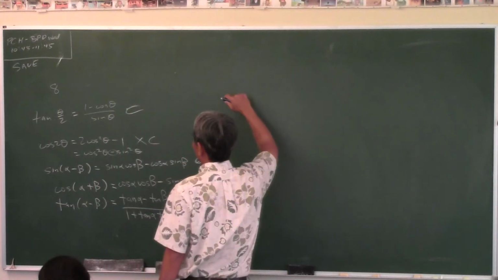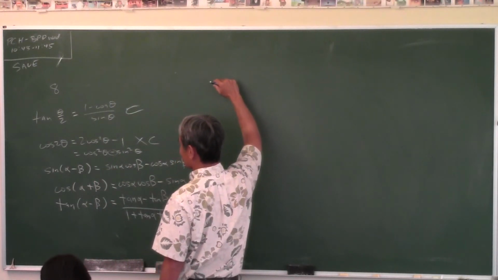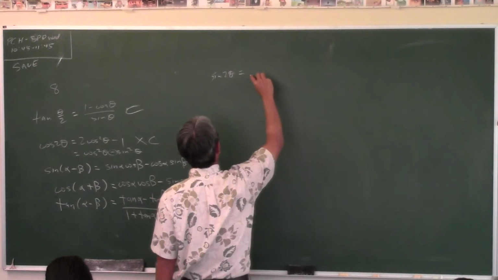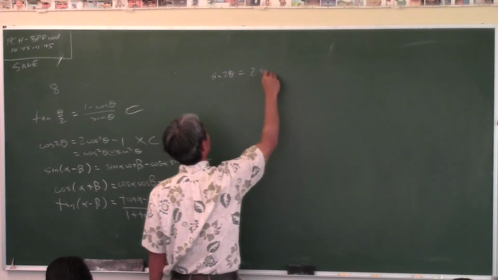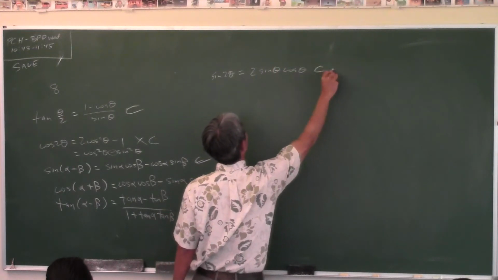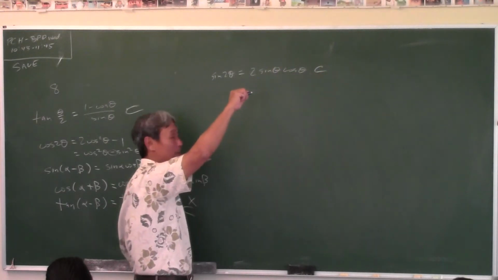Kim. What else haven't we done? Sine 2 theta. Kim. 2 sine theta times cosine theta. Okay, good. Okay, next, Lee. You redeem yourself.